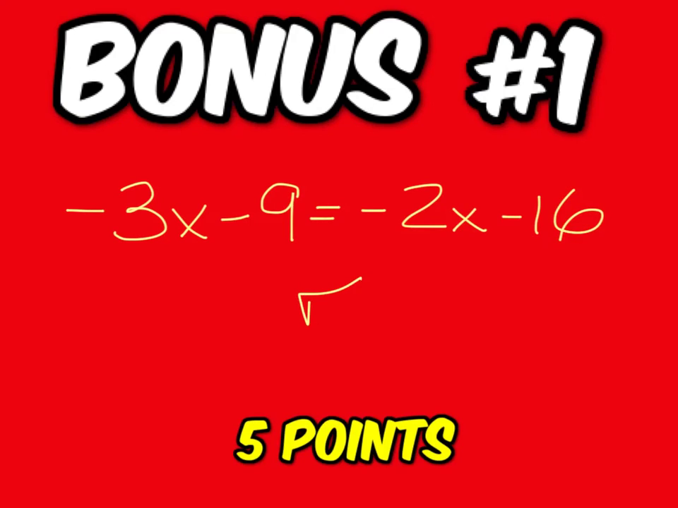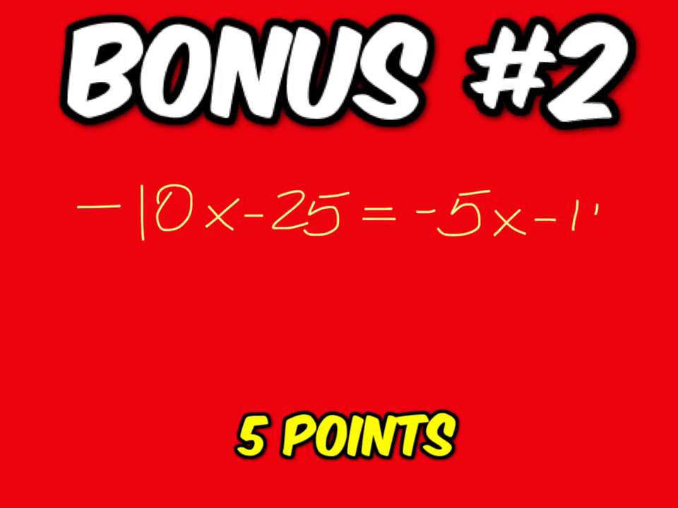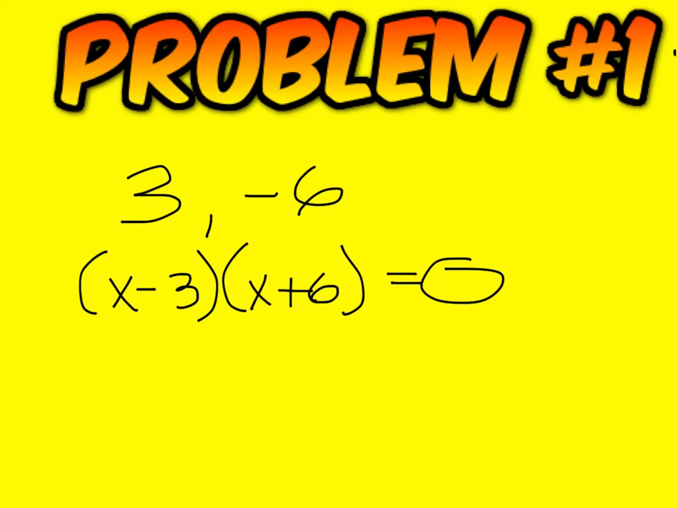The bonus is 7. Here's another one. The answer is -2. For this one, it is x minus 3, x plus 6 equals 0. So it's x squared plus 3x minus 18 equals 0.